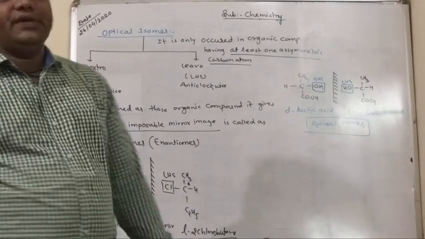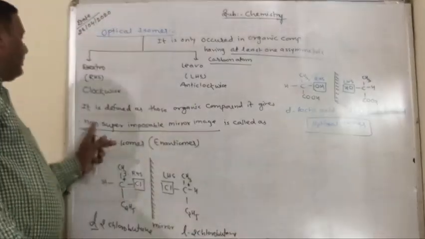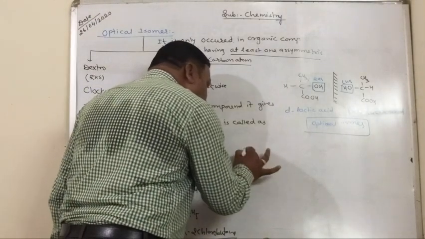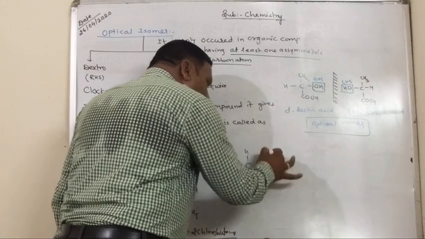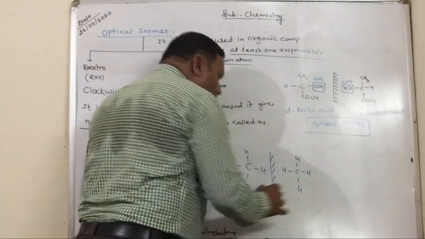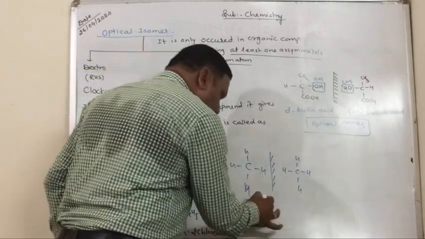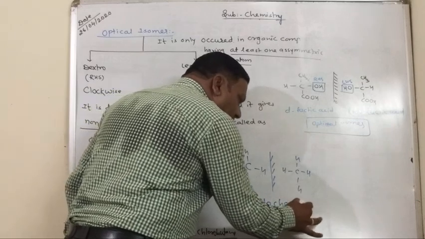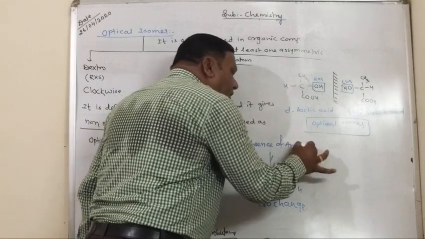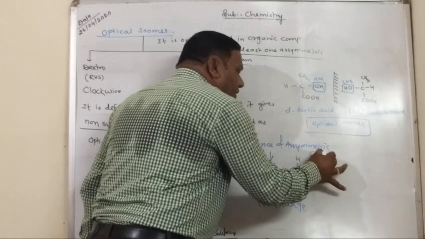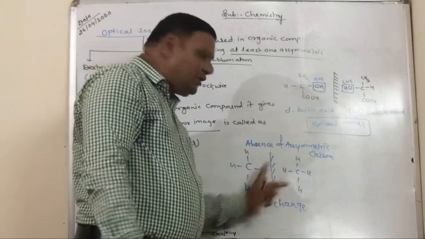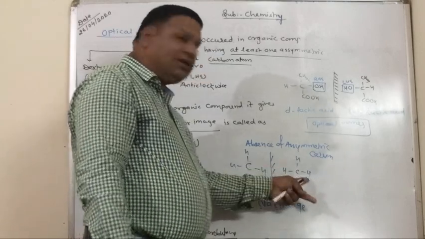So optical isomers mean dextro and levo, and those compounds give a non-superimposable mirror image. Suppose we take methane, okay, methane, and this compound is observed in mirror. Can you say any change is there? No change, no change. Why? Because of the absence of asymmetric carbon. Listen carefully. Here also is hydrogen. Here is also hydrogen. So no issue at all.